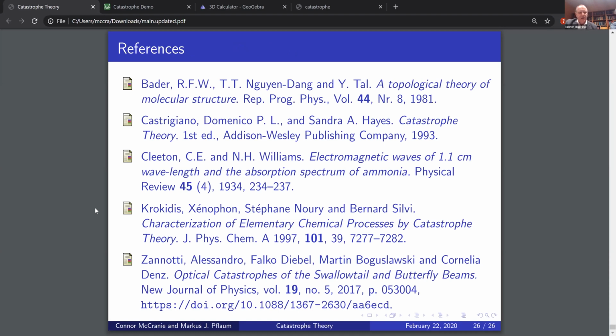And then here are the various works by Bader. That's the first one. Castrigliano, that's a highly readable book on catastrophe theory. Clayton and Williams, that was the experimental detection of the ammonia inversion. The fourth one is the work by Sylvie and collaborators on the catastrophe theory interpretation of ammonia inversion. And the last one, that's a certain other reference where catastrophes have been visualized.